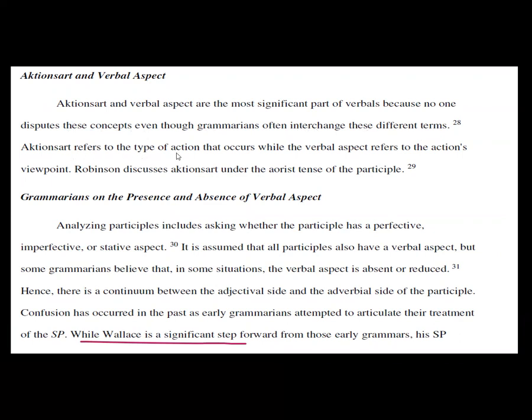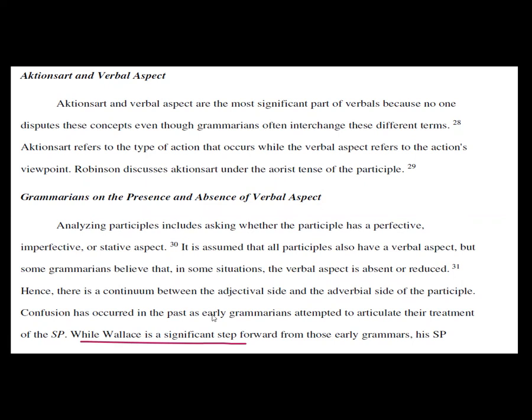Action type refers to the type of action that occurs, while verbal aspect refers to the action's viewpoint. Robinson discusses action type under the aorist tense of the participle. Grammarians on the presence and absence of verbal aspect. Analyzing participles includes asking whether the participle has a perfective, imperfective, or stative aspect. It is assumed that all participles have a verbal aspect, but some grammarians believe that in some situations the verbal aspect is absent or reduced. That's actually quoting Wallace. Hence, there's a continuum between the adjectival side and the adverbial side of the participle.